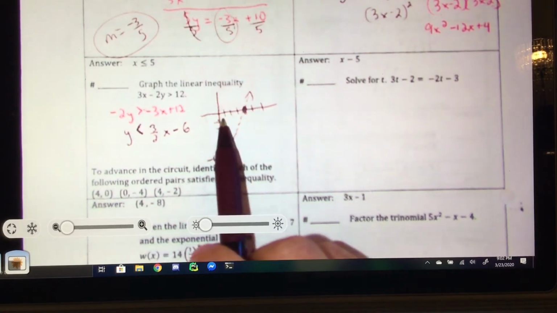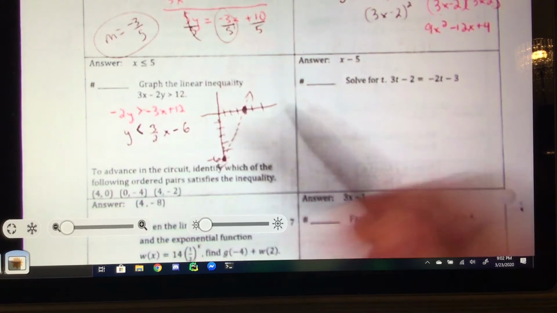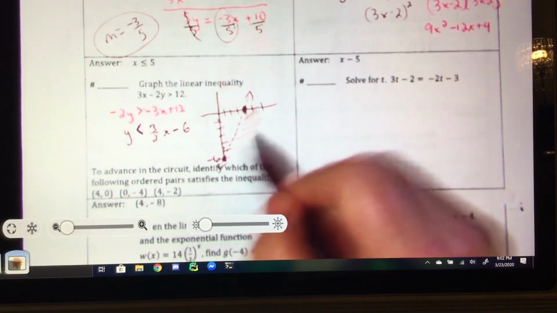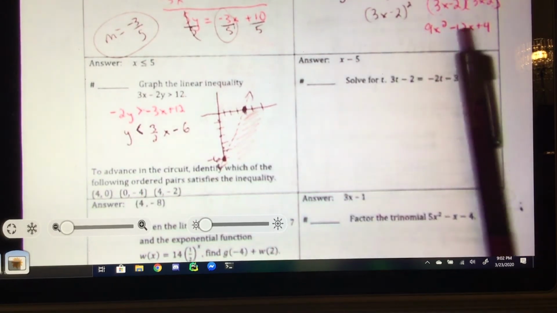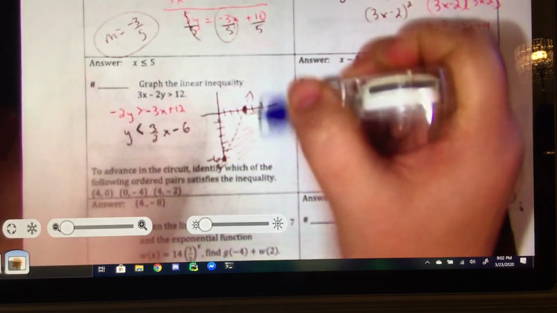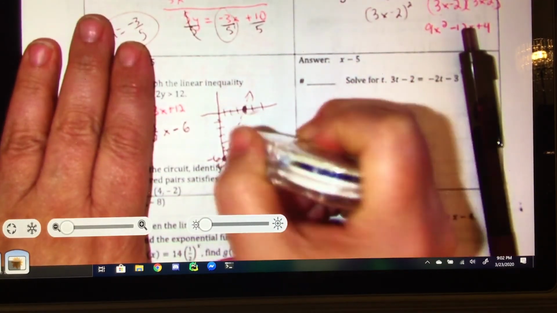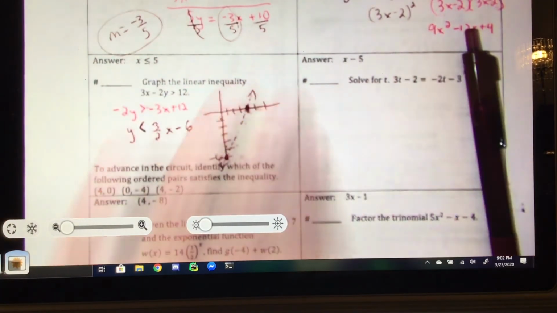Well, for this one, y is less than. So it's going to be this shaded area here. No, Miss Stallings. Let's check that first.